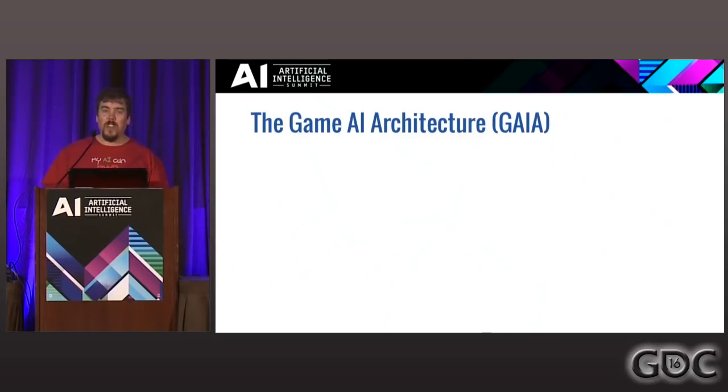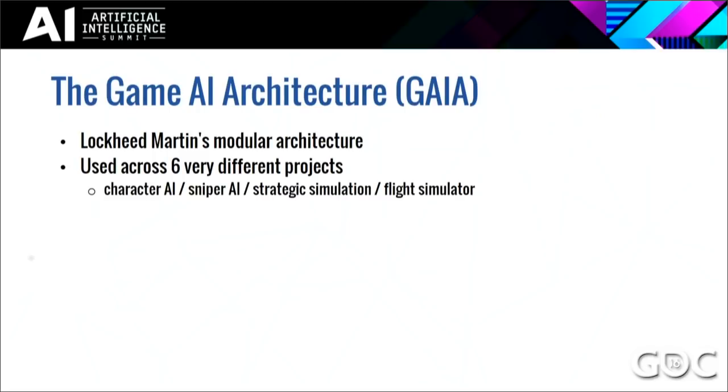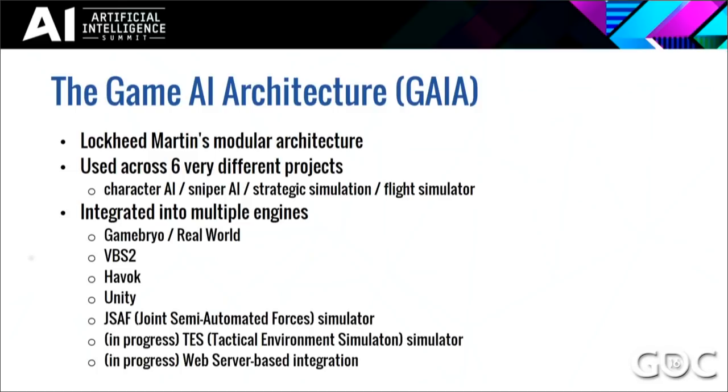I should also mention that everything that I talk about is going to be pulled out of ideas from game AI architecture. The fact that it's game AI isn't interesting to this community, but I work for a military simulation company, Lockheed Martin. So that's an important distinction to them as opposed to traditional, more academic kinds of AI. This architecture has been used across probably 6 very different projects to solve different kinds of AI problems, right? Character AI versus flight simulators versus other stuff. It's been integrated into a bunch of different engines at this point.